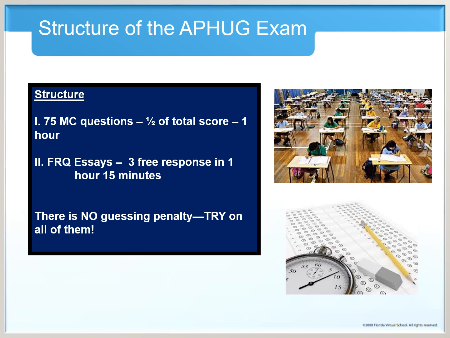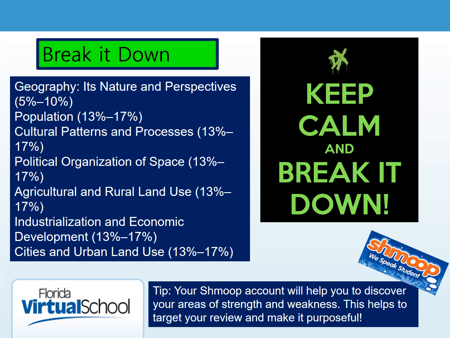Structure of the AP Human Geography exam. You have 75 multiple choice questions. That is half of the total score, and you will be allowed 1 hour for those 75 questions. That is less than a minute for each question. For the FRQ essays, you're going to have 3 free response questions in 1 hour 15 minutes. There is absolutely no guessing penalty on your exam, so try on all of them.